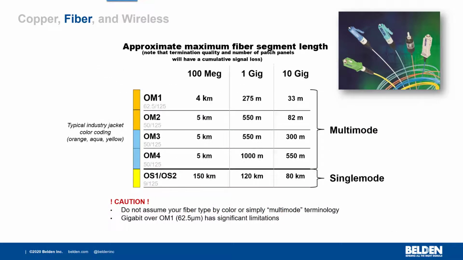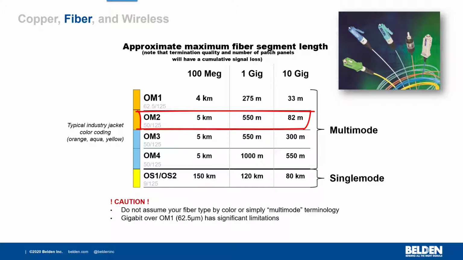And just to illustrate how much of an impact the speed and distance correlation has, a customer with an existing installation of OM2 fiber, which is a 50 micron fiber, which is rather prevalent in the industry, is not going to simply be able to assume that he's going to be able to upgrade his network from 100 megabit to 1 gig, unless the longest fiber optic segment is less than 550 meters.